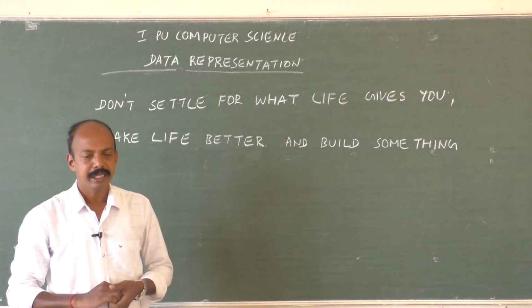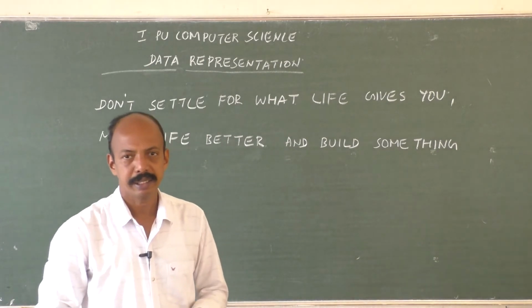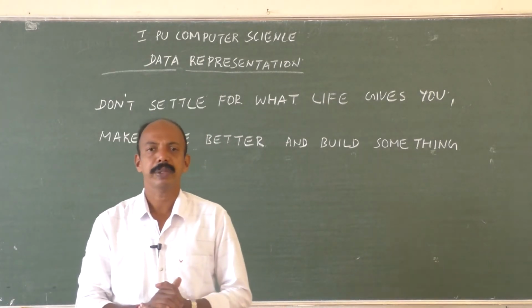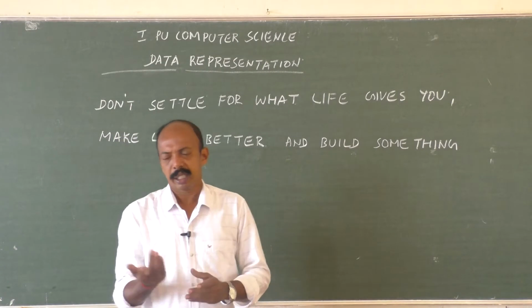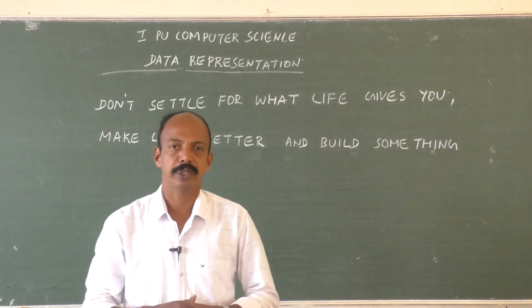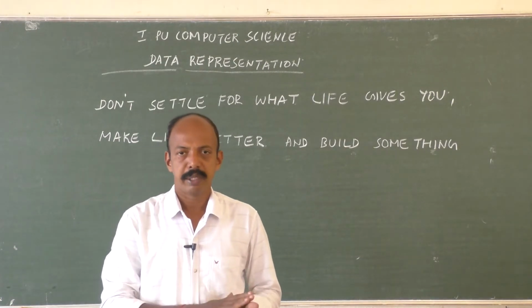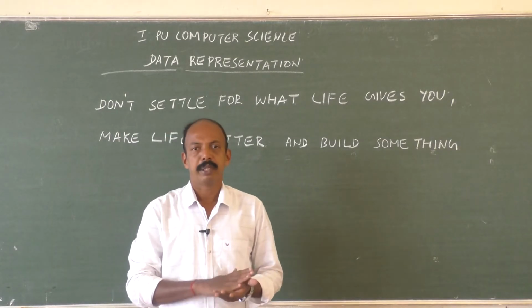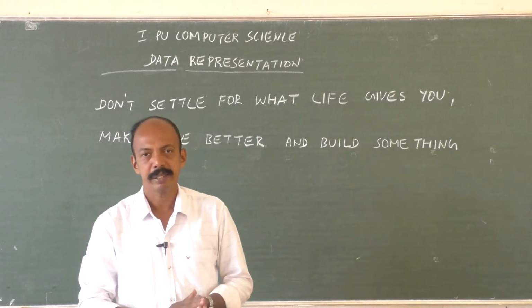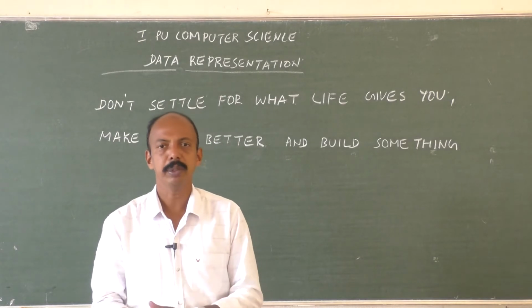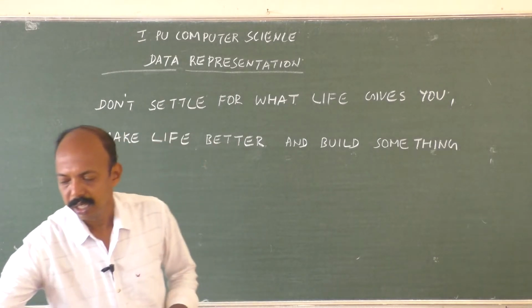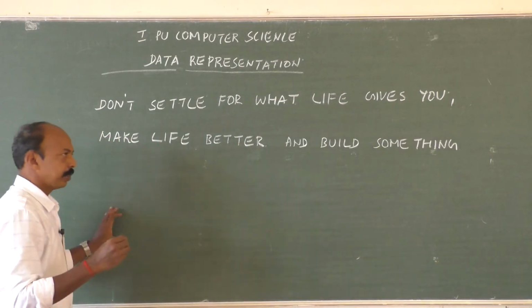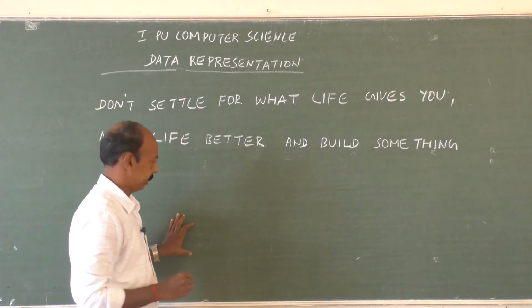Welcome back to Computer Science Data Representation class. In the last class, we have seen conversions, different types of conversions. Decimal to binary, decimal to octal, decimal to hexa. Similarly, any number system to decimal. A 5-mark question can be asked something like this.